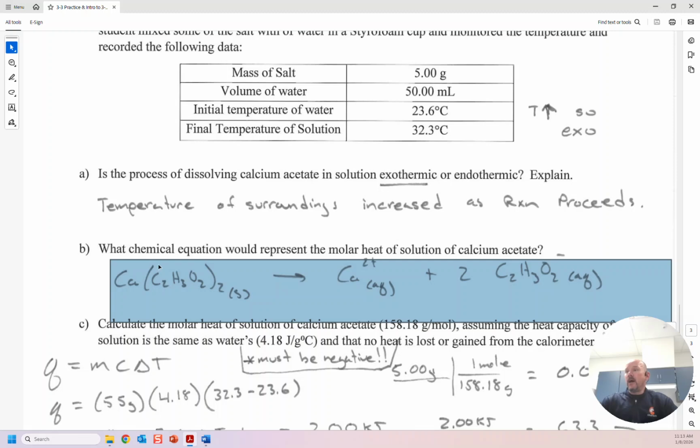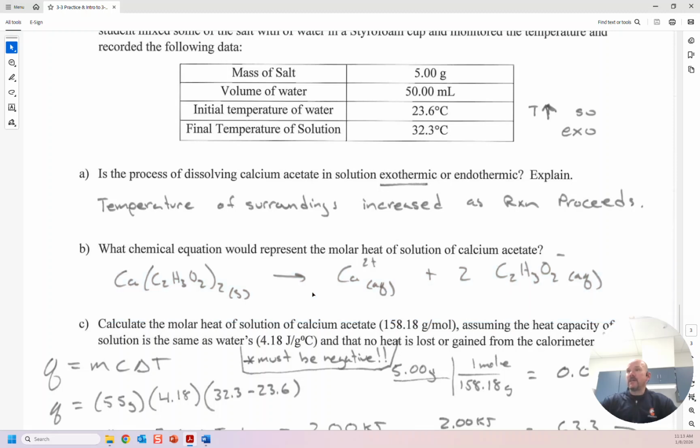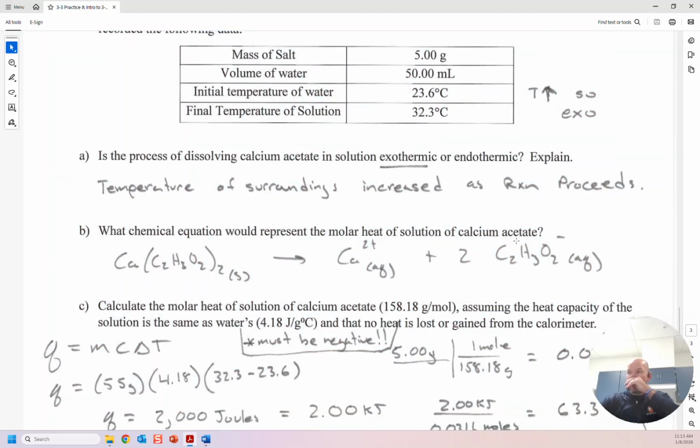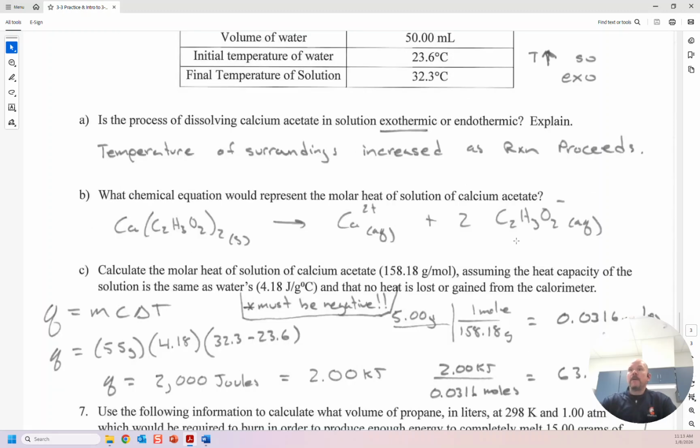We write the formula for the ionic compound on this side in the solid state, and then the ions that make up 1 unit of that ionic compound on this side. So calcium acetate has 1 calcium ion and 2 acetate ions. So it's going to be, this yields 1 Ca2+ aqueous ion plus 2 acetate 1- aqueous ions. Okay, so that's the process, and that's what we're going to try to calculate the delta H of.